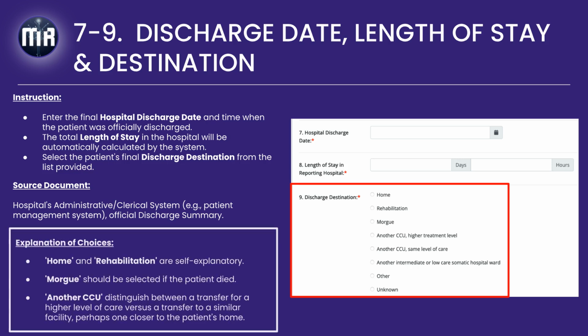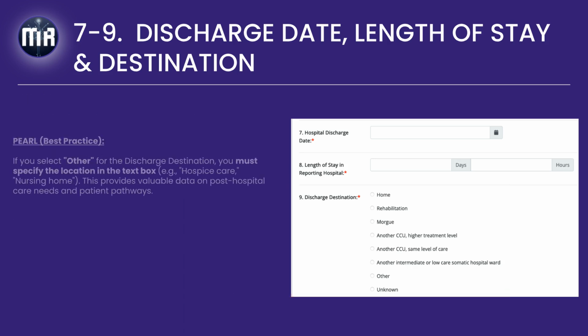Let's briefly clarify the key destination choices. Home and rehabilitation are self-explanatory. Morgue should be selected if the patient died. The options for another CCU distinguish between a transfer for a higher level of care versus a transfer to a similar facility, perhaps one closer to the patient's home. The pearl, or best practice here, is that if you select other for the discharge destination, you must specify the location in the text box. This is crucial for capturing data on post-hospital care needs, such as transfers to hospice or nursing home facilities.